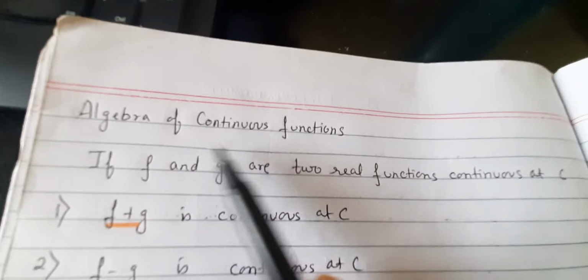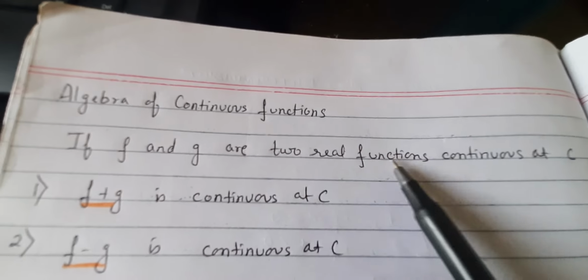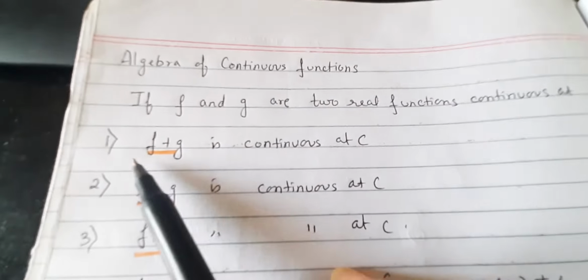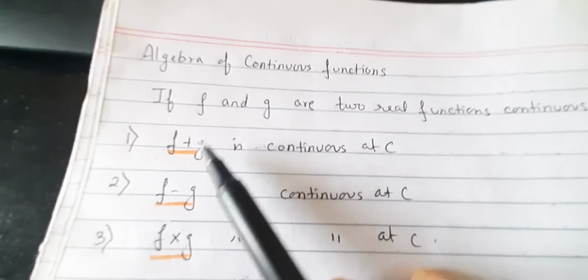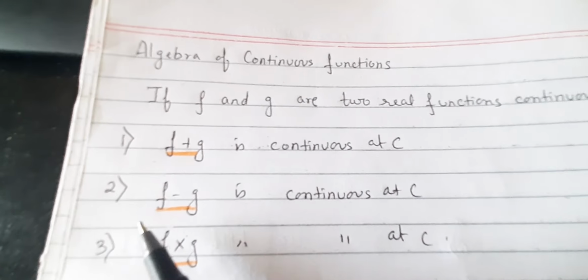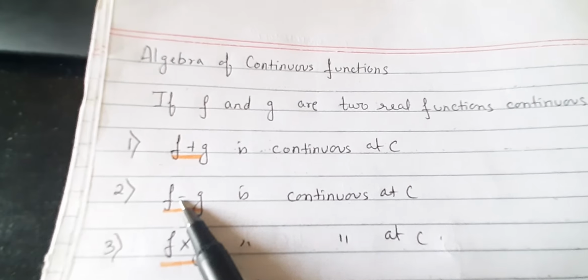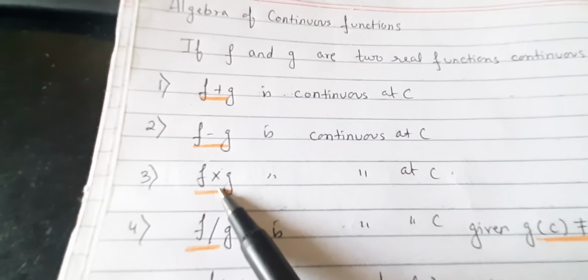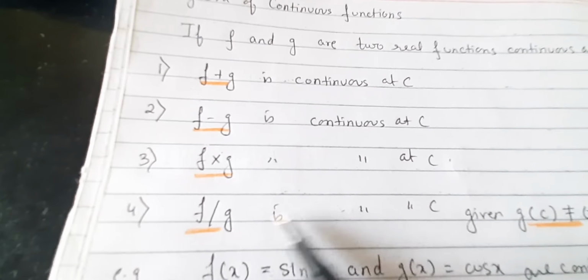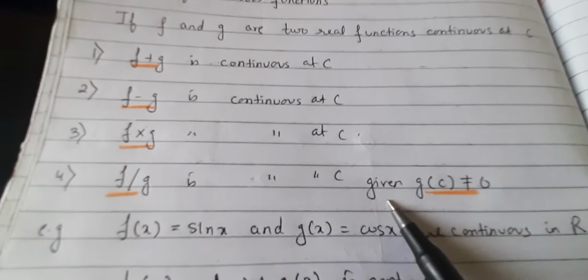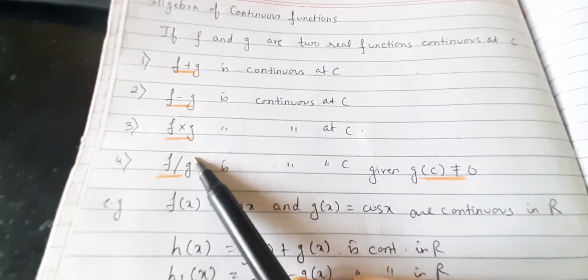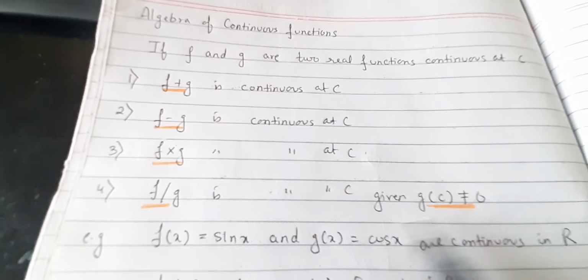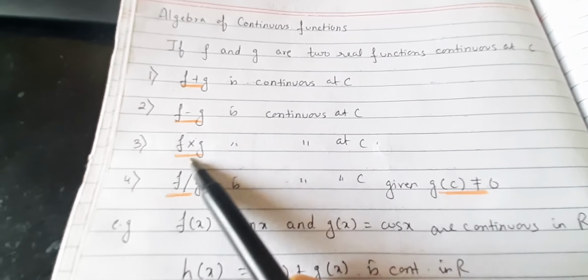So now we will be doing algebra of continuous functions. If f and g are two real functions continuous at C, then f plus g is continuous at C. Their addition will also be continuous if f and g are continuous functions. And if f and g are continuous, their difference is also continuous, their product is also continuous, their quotient f by g is also continuous, provided g(C) should not be equal to 0. That means the value of the function g at point C should not be equal to 0. Why? Because if it is equal to 0, then this function will not be defined.